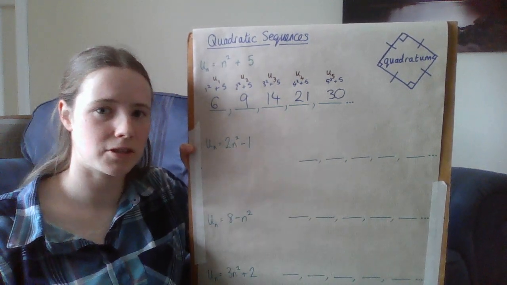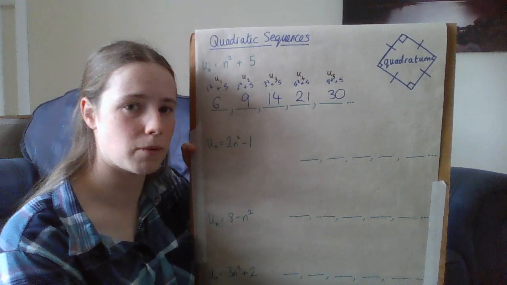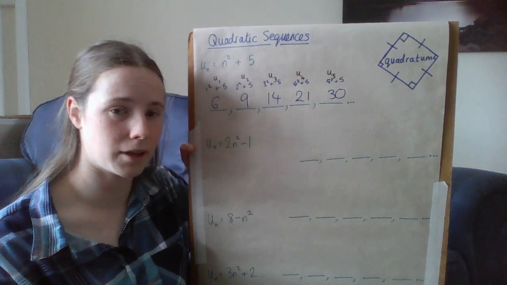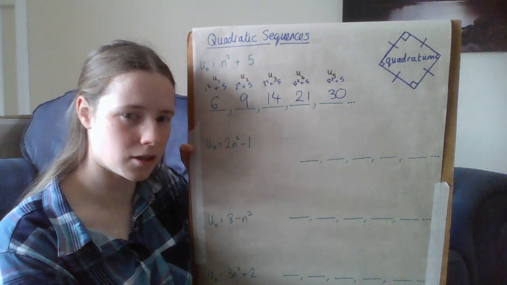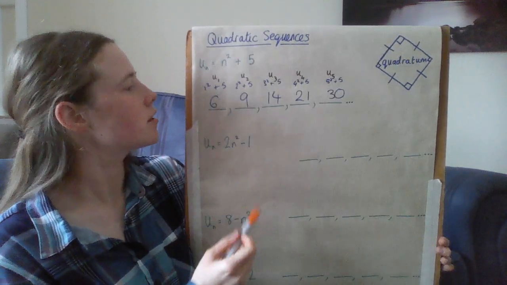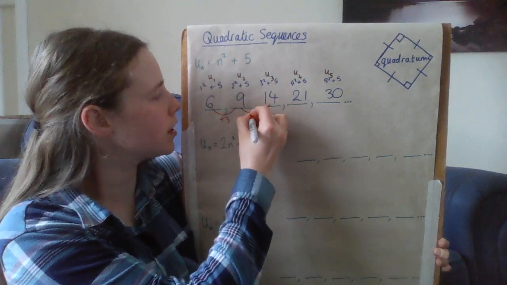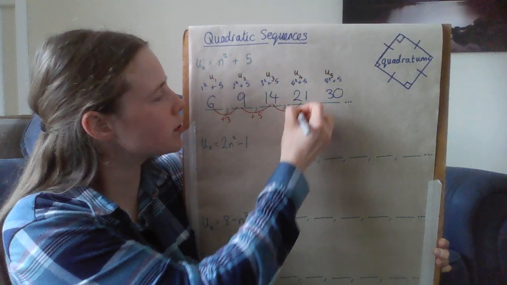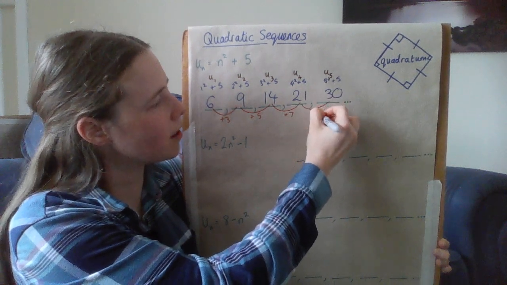Now there's a really, really cool trick that is going to be helpful for us for quadratics, and you are going to need to be able to do this for later on. It's a really good trick that you can use as well to check that you're on the right track with them. So I would encourage you to do that. It's finding the differences between the terms, because there is a pattern with all quadratic sequences when you do this. So from 6 to 9, I'm adding 3. From 9 to 14, I'm adding 5. From 14 to 21, I'm adding 7. And from 21 to 30, I'm adding 9.